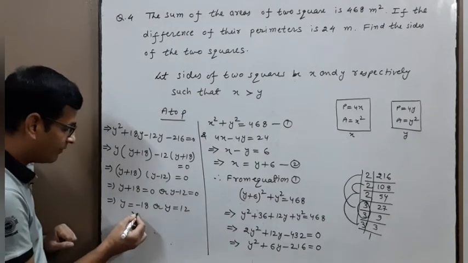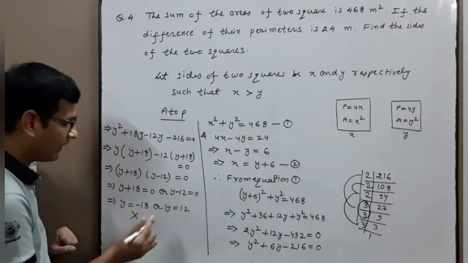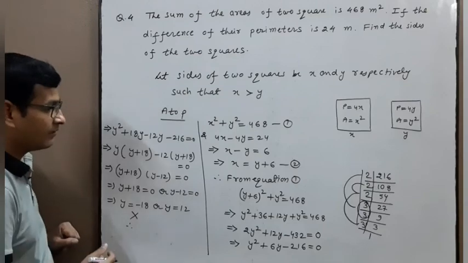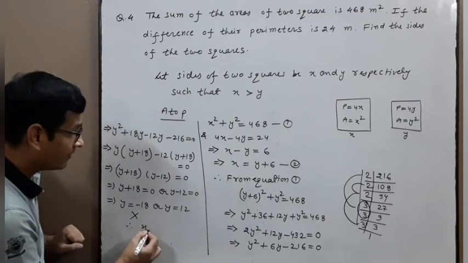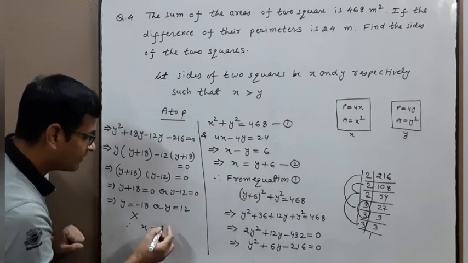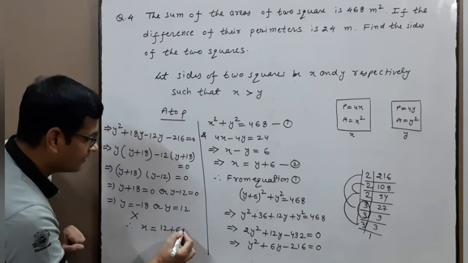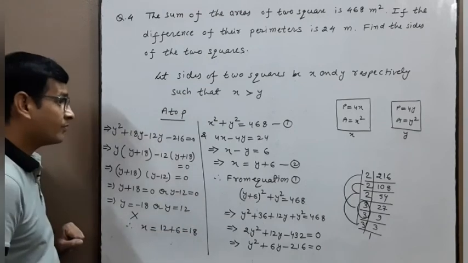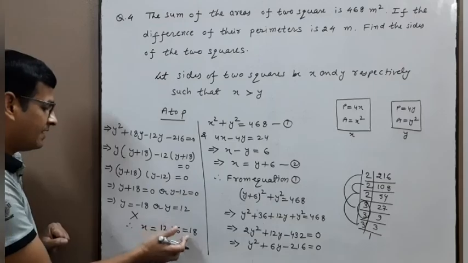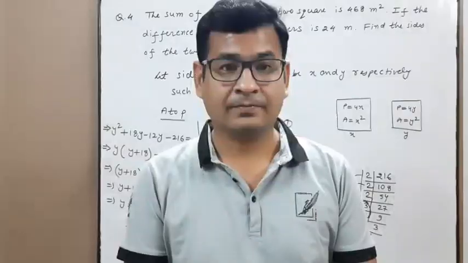Since length cannot be negative, y equals 12. Therefore the corresponding value of x is y plus 6, which means 12 plus 6 is equal to 18. So therefore the sides of the two squares are 18 and 12.